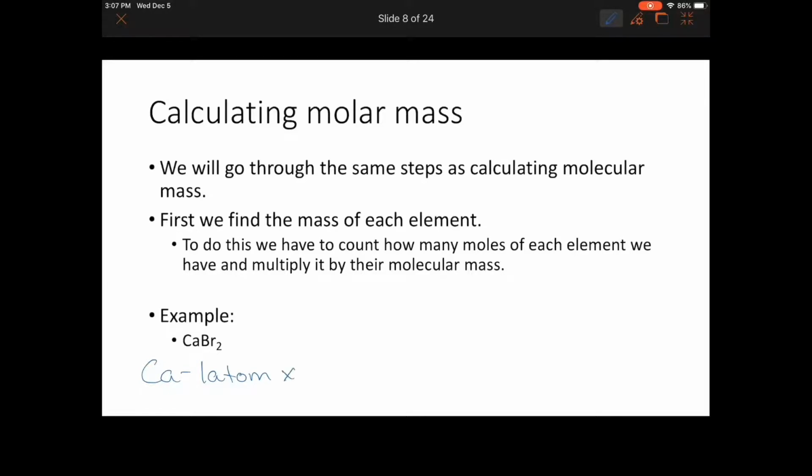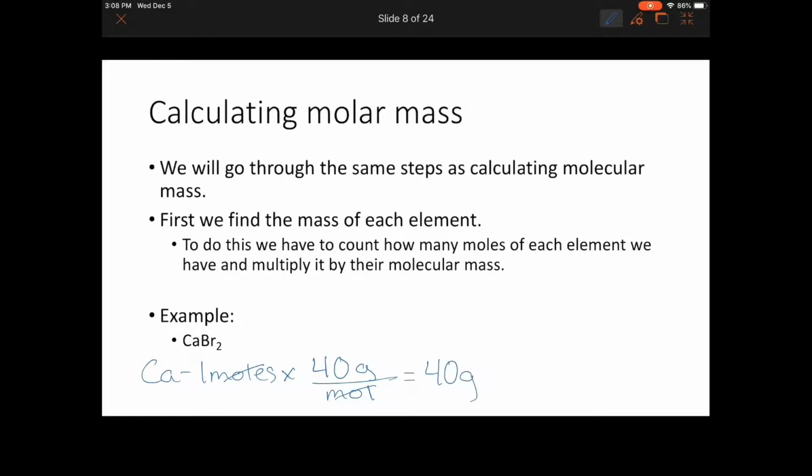Calcium's mass is 40. And when we're doing it on a larger scale, our unit is grams per mole. Here we go. So we have 1 mole of calcium, and we're going to multiply it by 40 grams per mole. Moles cancel out, and we are left with 40 times 1, which gives us 40 grams.